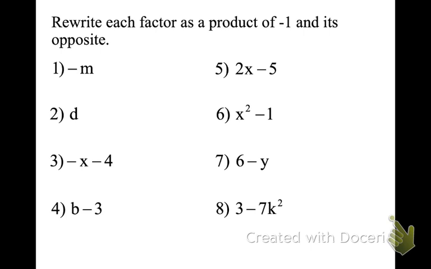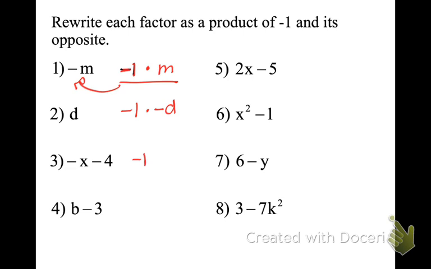Now, we are going to rewrite this so that it shows a product of negative 1 and the opposite. So negative 1, and what's the opposite of negative m? So negative 1 times the opposite of negative m. Isn't that equivalent? Does that equal that? So when you're multiplying two opposites, it really means the same thing, right? Negative 1 times what's the opposite of d? Does that equal what I originally started with?